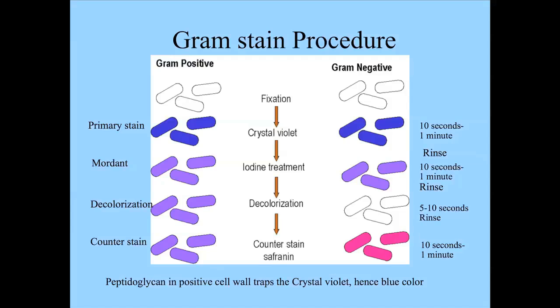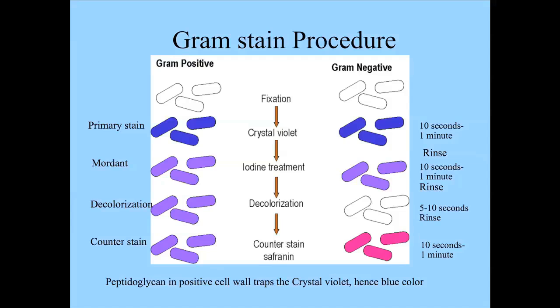After fixation on a heat block for about a minute, you add the crystal violet stain. This is termed your primary stain, and it stays on for approximately a minute. Rinse off with sterile water, and then you add your iodine treatment. The iodine is a mordant and will force the gram-positive stain to stay in a cell wall that contains peptidoglycan, or a gram-positive cell wall. The next step is the decolorization step, usually performed with acid alcohol.